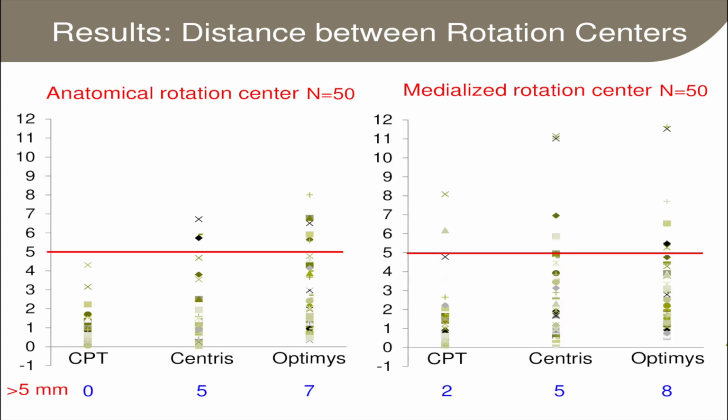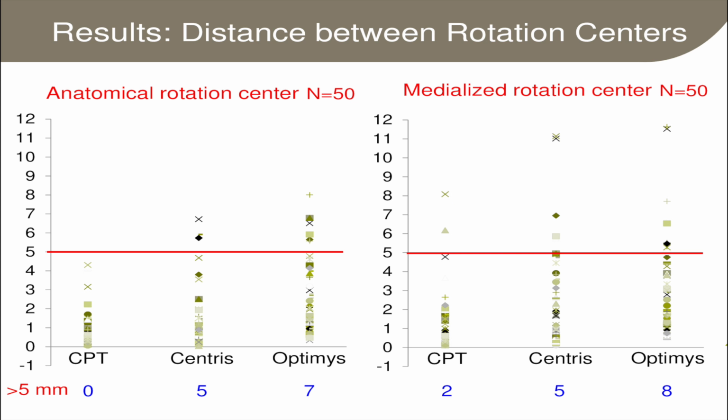Here are the same results, but just the raw data. We took a line at about 5 millimeters, which we thought was a threshold. And we see that with the CPT stem, where you have full freedom of positioning in the superior and inferior direction, but also slight varus, slight valgus, also rotationally, you have a lot of freedom there. You can achieve, in all cases, an anatomical rotation center, which was not the case in 7 Optimis stems. The same was also true for the medialized rotation center, with some high variation there.